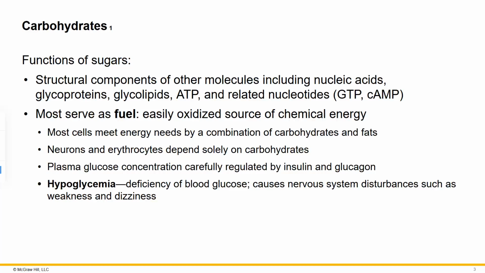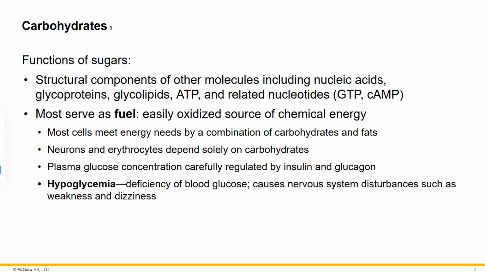Most cells meet energy needs by a combination of carbohydrates and fats. Neurons and erythrocytes depend solely on carbohydrates. So the base molecule, glucose, serves as the fundamental molecule of energy for the cells, and particularly the brain. So the brain thrives on glucose.